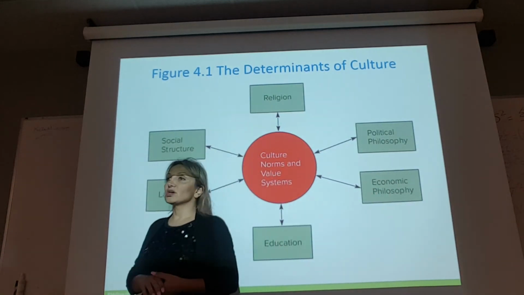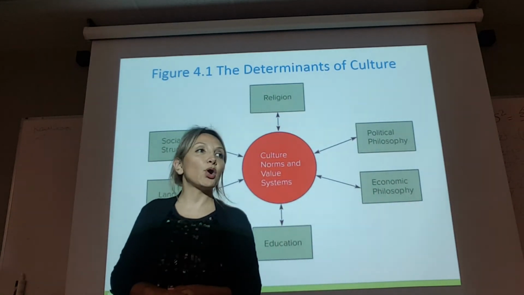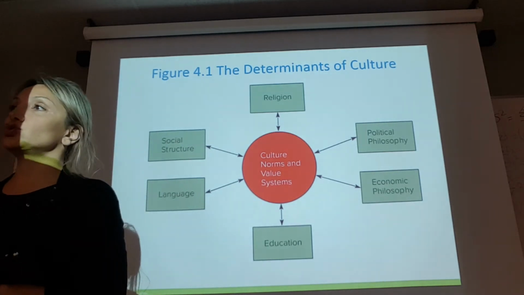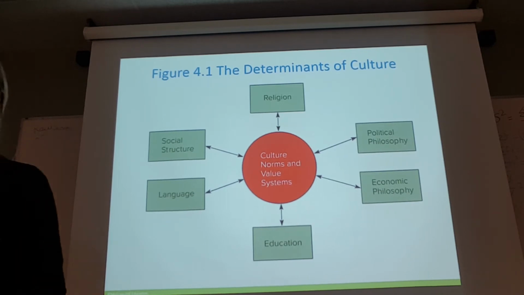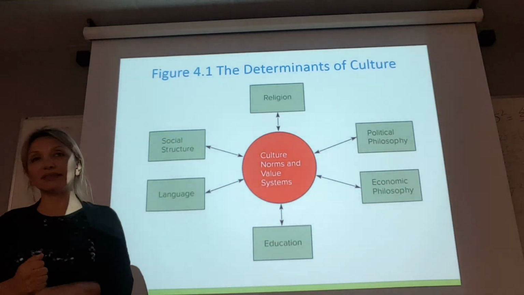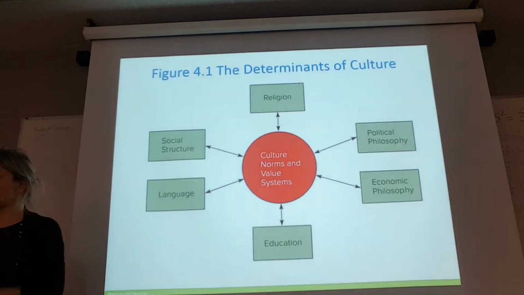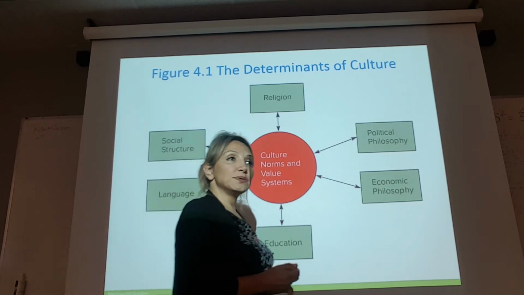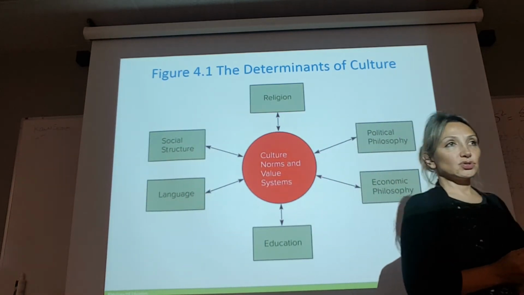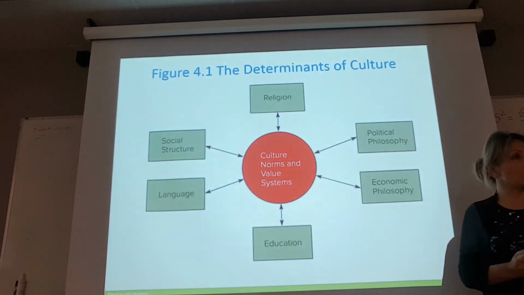Now, language. Language also is a very important part of your culture. We have two types of language, spoken and unspoken. Now, the most common spoken language is English, right? However, the highest number of people around the world speak Mandarin Chinese, because of the size of the population.